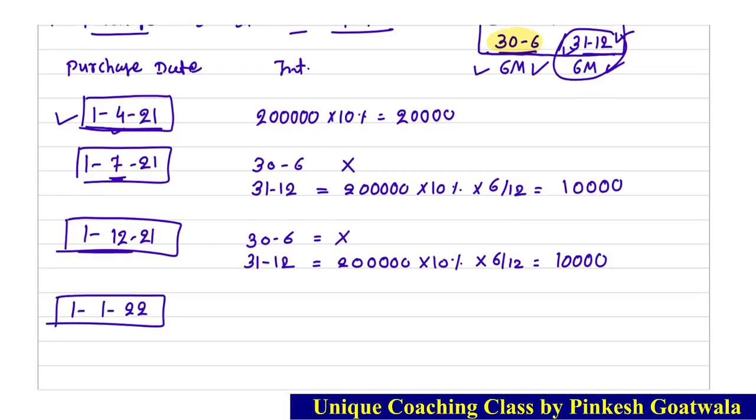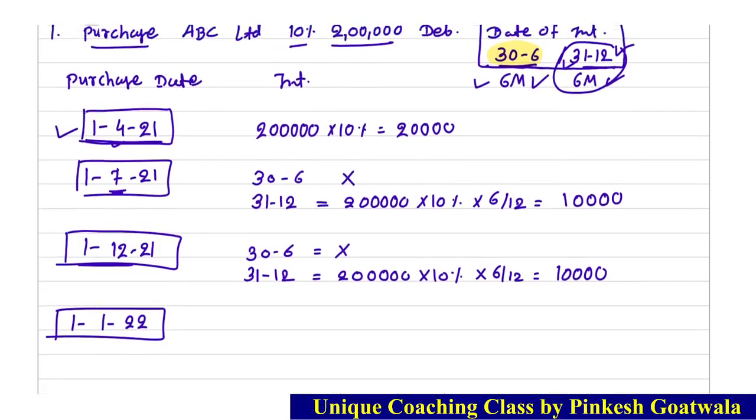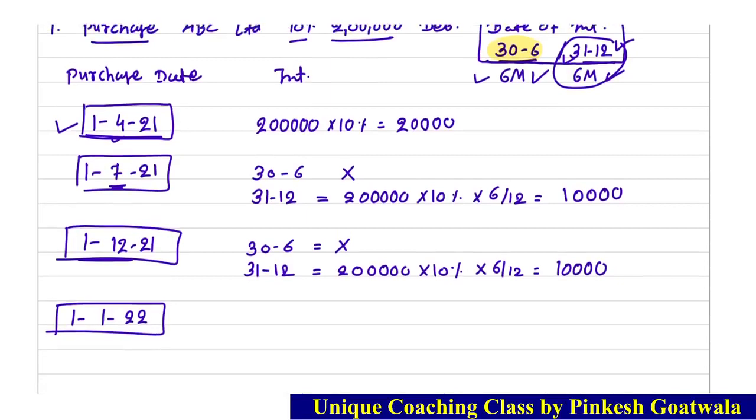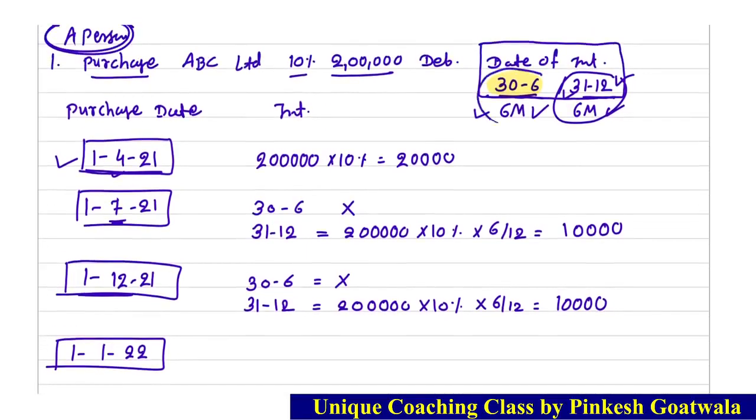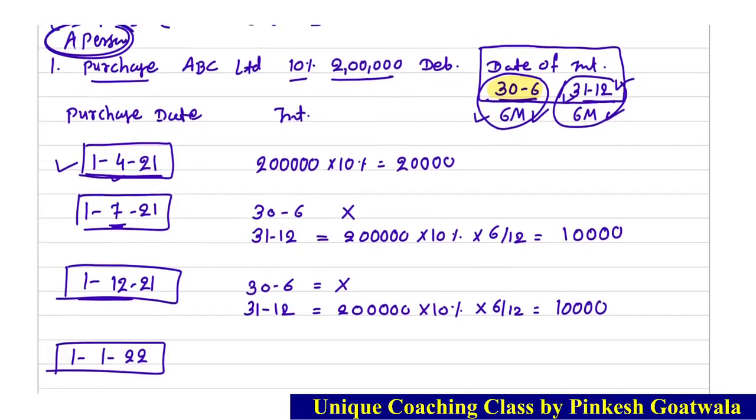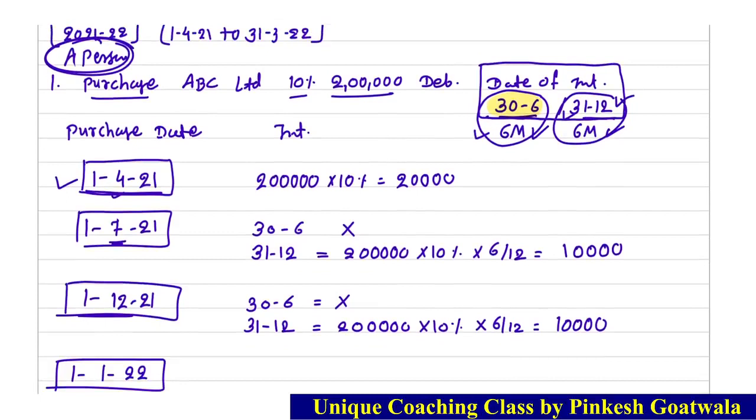Now I think you will know the answer. The one who purchases on 1st January 22, the first date of interest is 30 June. Now think practically. Purchase on 1/1/22, and I just told you our year is 1st April 21 to 31st March 22. Our year has finished on 31st March 22. In March the year closes, and interest is received in June and in December, but he purchased in January.